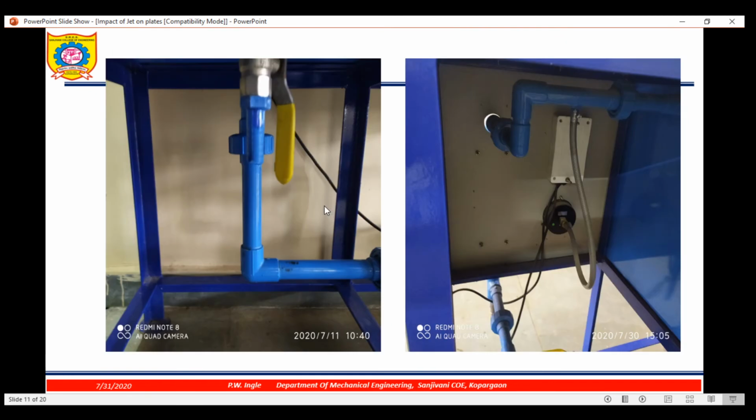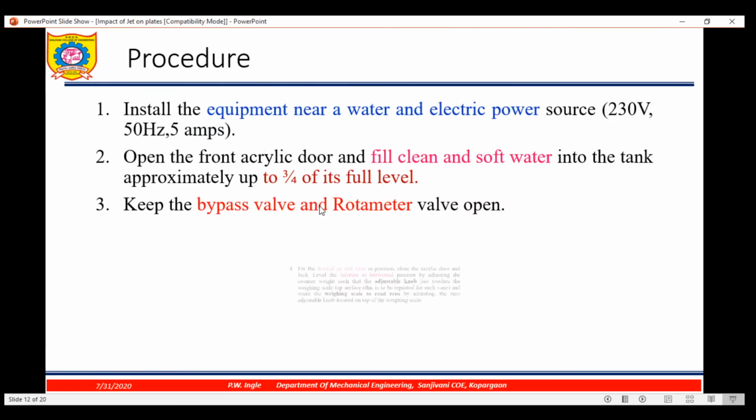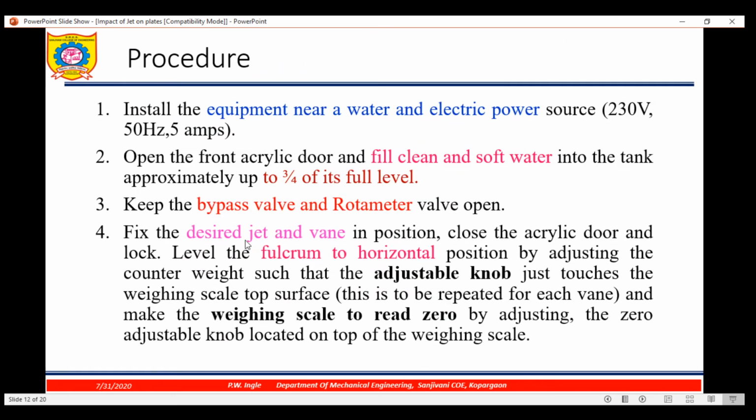Then next, fix the desired jet, that is a jet of different diameters, that is the nozzle diameter. And the vane, which may be flat, inclined or curved. Vane is nothing but the plate. Vane and plate are the same. Close the acrylic door, lock it, and level the fulcrum to a horizontal position. Level the fulcrum to a horizontal position by adjusting the counterweight.